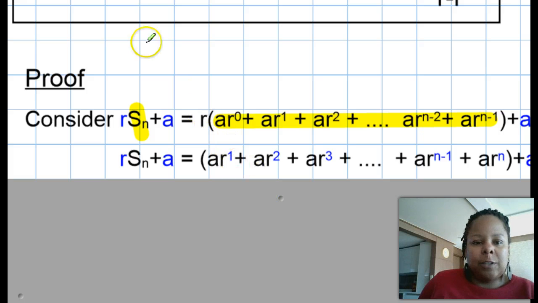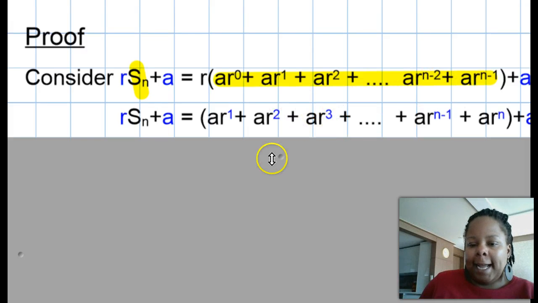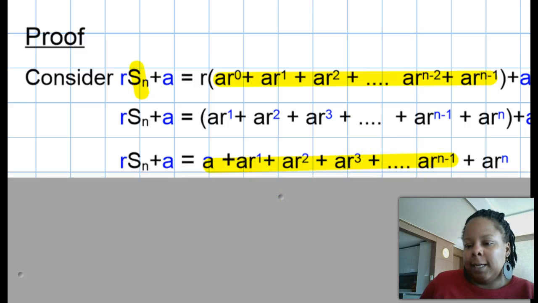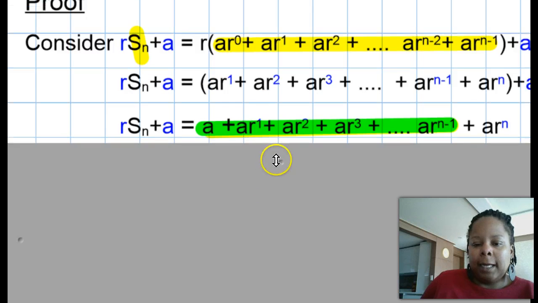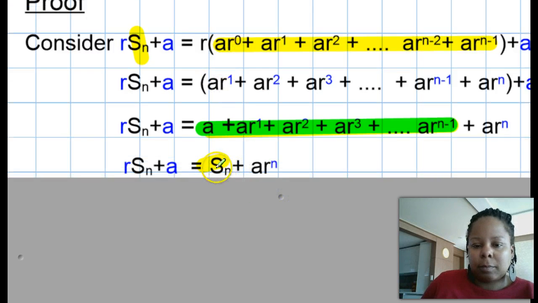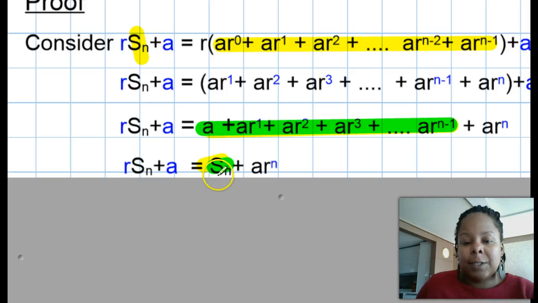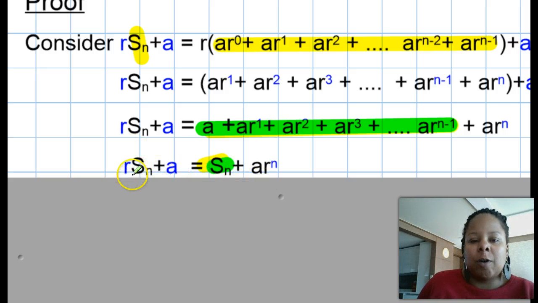When I multiply each of the terms by r, the power of the r term increases. So a times r to the 1, plus a times r to the 2, and so on. Then when I add a, I just rearrange it a little bit and put a from the end to the beginning. Now I have this expression, which looks very familiar because it looks exactly like S sub n, where r is raised to the 0 power. And so I can rewrite this expression of r times S of n plus a as just S of n plus a times r to the n.